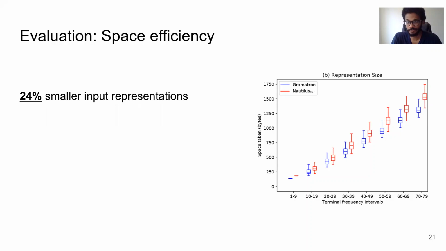So for our space micro benchmark, we calculated the size on disk for inputs represented as automaton walks and compared them to inputs represented as parse trees as done by Nautilus. And this is what is represented on the y-axis. On the x-axis, we have the size of the inputs in terms of the number of terminals that they contain, and different intervals for the same. So as you can see, the inputs represented as automaton walks are 24% smaller.